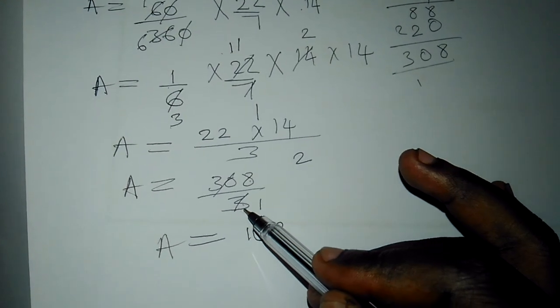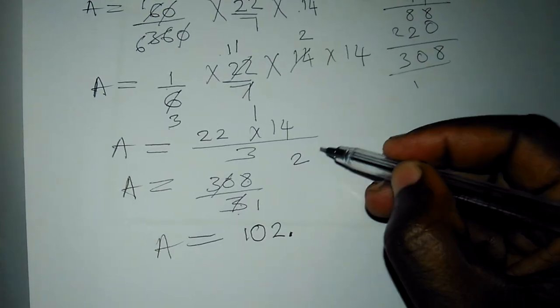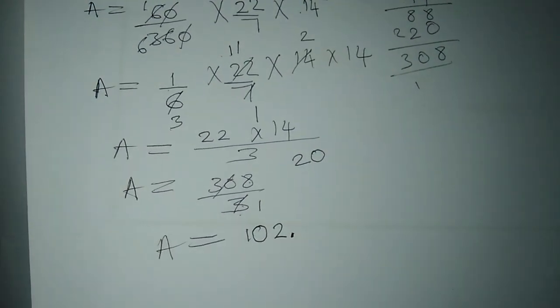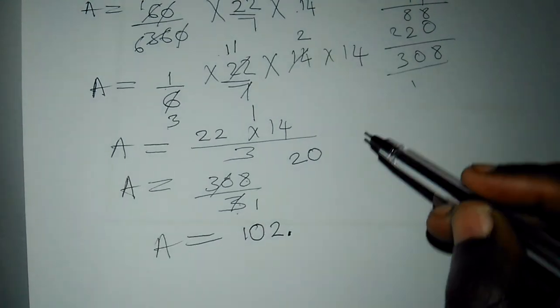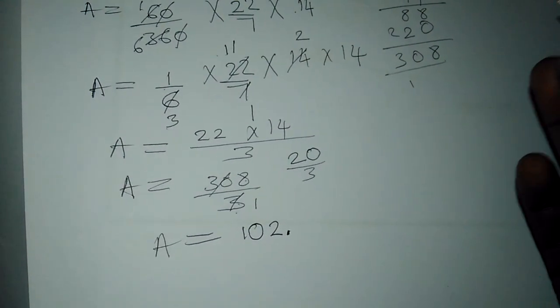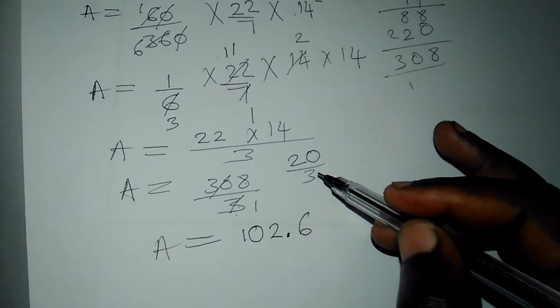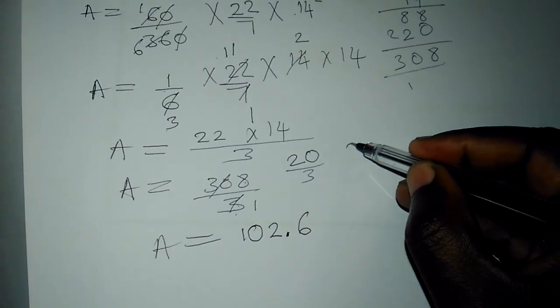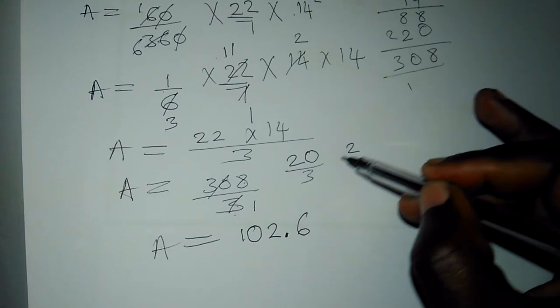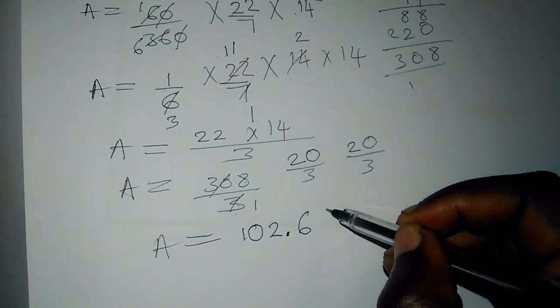Again 3 into 2 can't, so here we put a point and there we put a 0. Then what is 3 into 20? How many times can 3 go into 20? That is 6 times. Since 3 times 6 is 18, the remainder is 2 again. Then 3 into 2 again can't, so 3 into 20 will be 6.